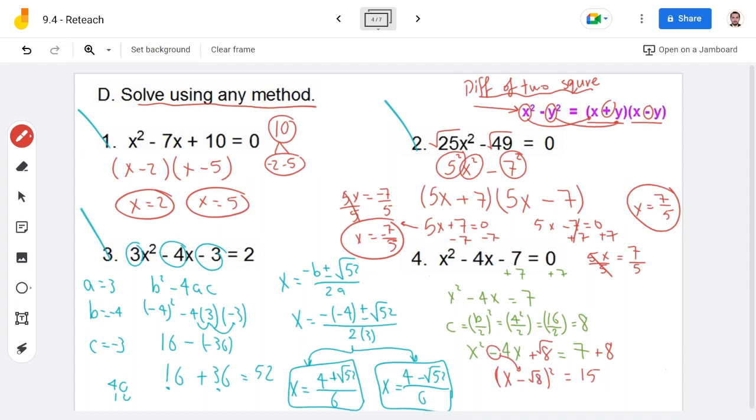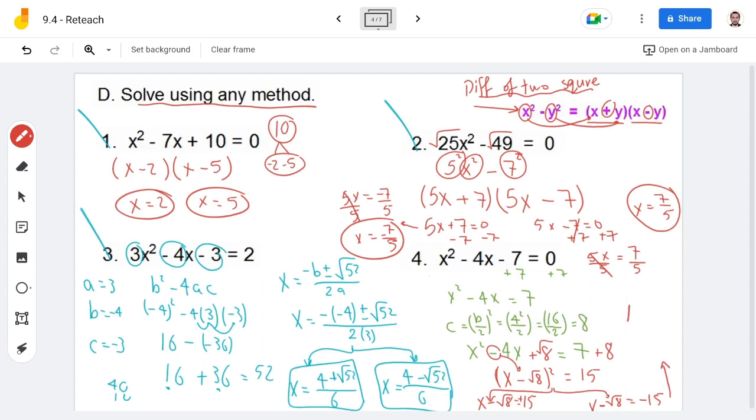Now let's try to solve this one. You know how to solve this one, which is you can take the square root of both sides. So now the first one: x minus square root of 8 equals positive 15, and here x minus square root of 8 equals negative 15. You can move the square root to the other side. If you want, I can do it for you here.